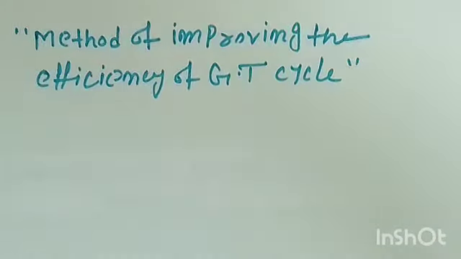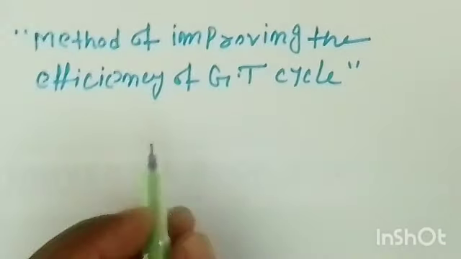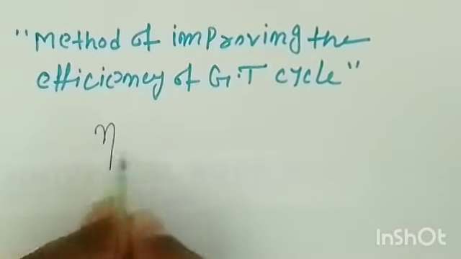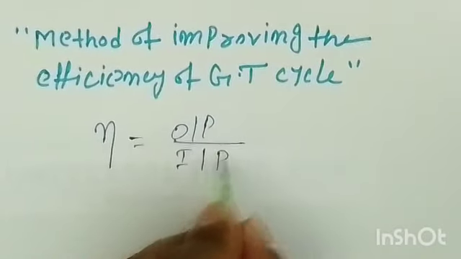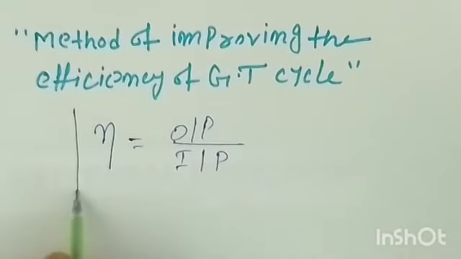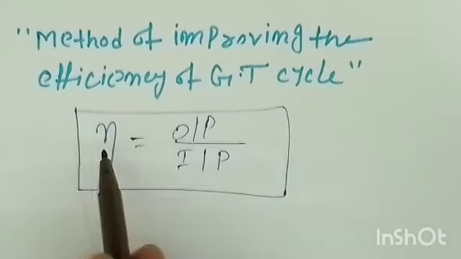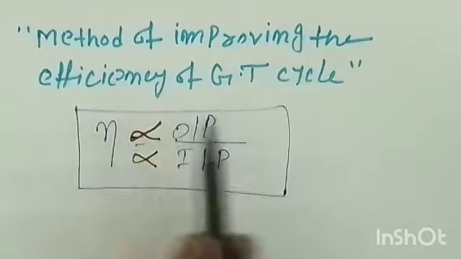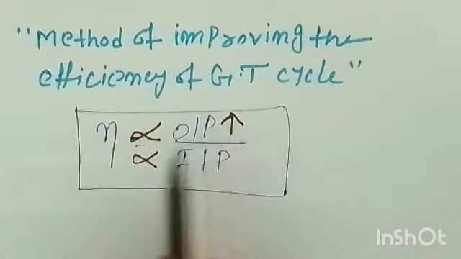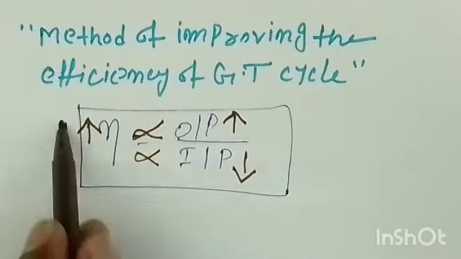Before that, I would like to explain in what way you can improve the efficiency of a gas turbine cycle. The efficiency of any cycle is the output by the input. This is just a general discussion. The efficiency is directly proportional to the output and inversely proportional to the input. So when you increase the output, you can improve the efficiency, and when you decrease the input, you can also improve the efficiency.